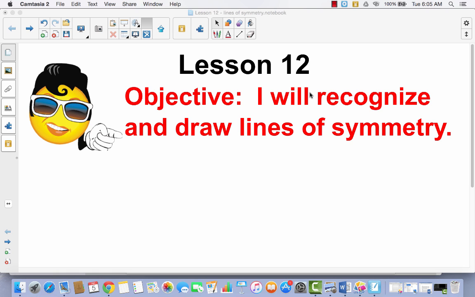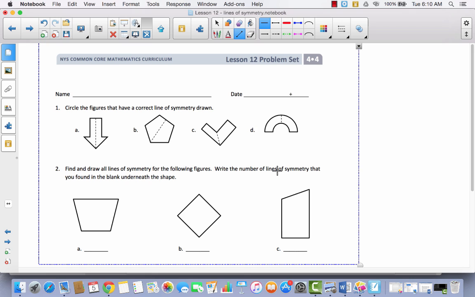Lesson 12, I will recognize and draw lines of symmetry. So let's practice a little bit more using our problem set. It says, circle the figures that have a correct line of symmetry drawn. Take a look at those and try to do these first four problems by yourself. Circle any of them that you feel have a correct line of symmetry and then come back. If you got it wrong, that's okay, just erase it and fix it.